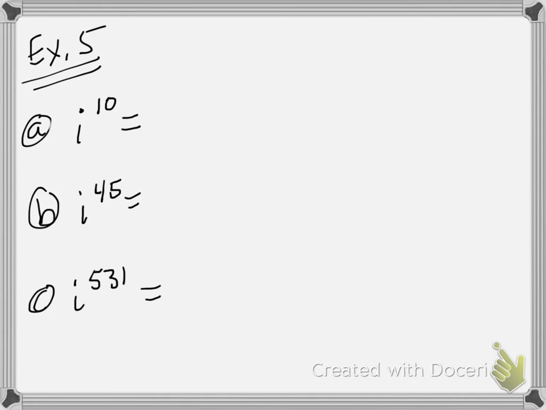So 4 can go into that 2 full times, right? So that would give you 2 full times would be i to the 8th, with then 2 left over. So you want to rewrite that i to the 10th as i to the 8th times i squared. Because i to the 8th we know is 1, so that is just 1 times i squared, which is negative 1. So this just breaks down to negative 1.